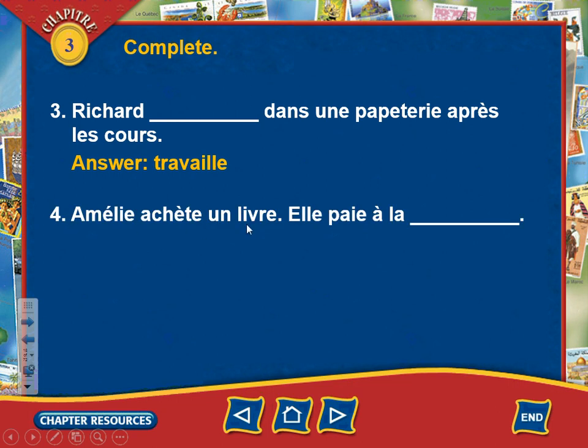Emily achète un livre. Emily buys a book. Elle paye à la... You can find the answer to this one in Sylvain's paragraph on page 7. Elle paye, she pays. Where does she pay? Did you say à la caisse? There it is, at the cashier, at the cash register.